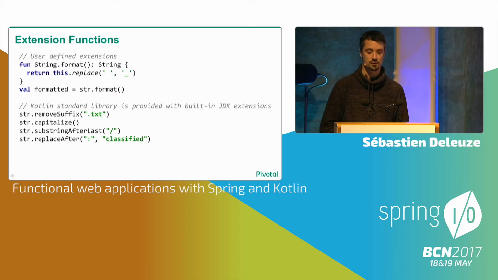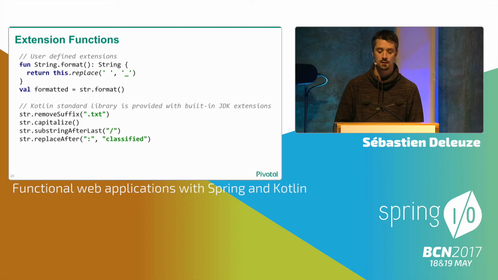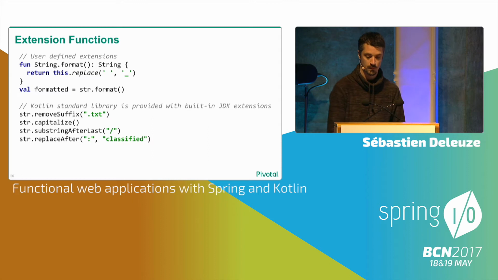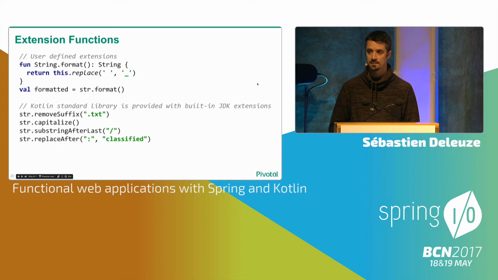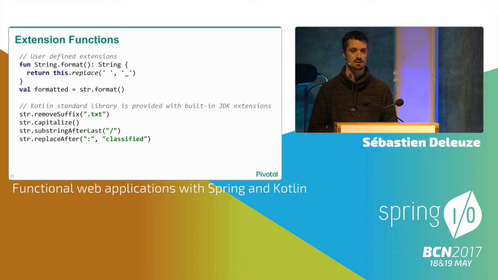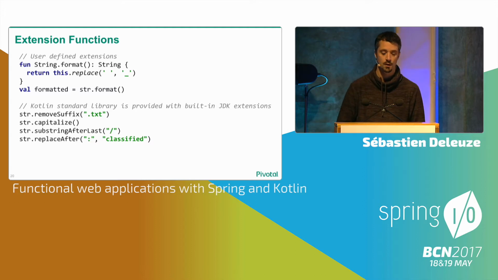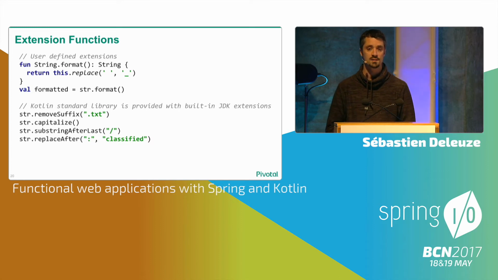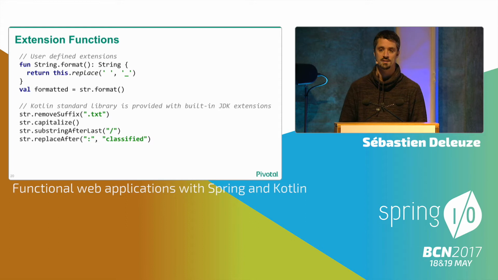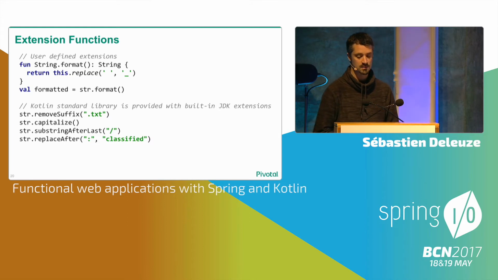You have extension functions. That's a pretty interesting one. Extensions in Kotlin allow you to add a new function to an existing type. So in this example, I'm adding a format function to the string, the regular string type from Java, and that allows me to call string.format even if format was not expected in the original string type. Extensions are statically resolved. You have to import them like static imports, but the IDE does a pretty good job of proposing that by default, so that's interesting.